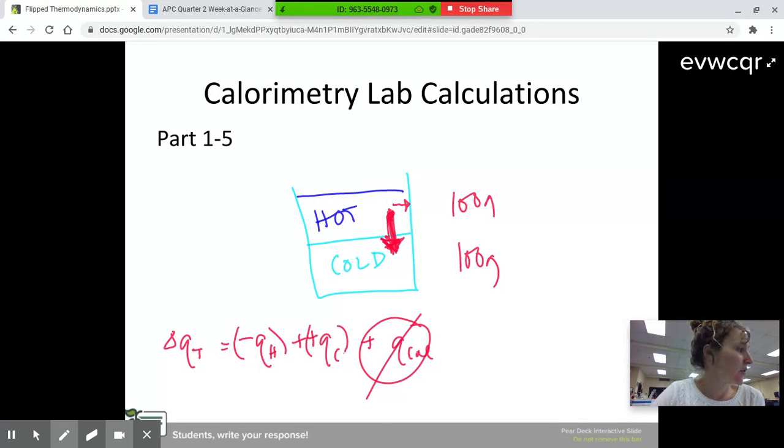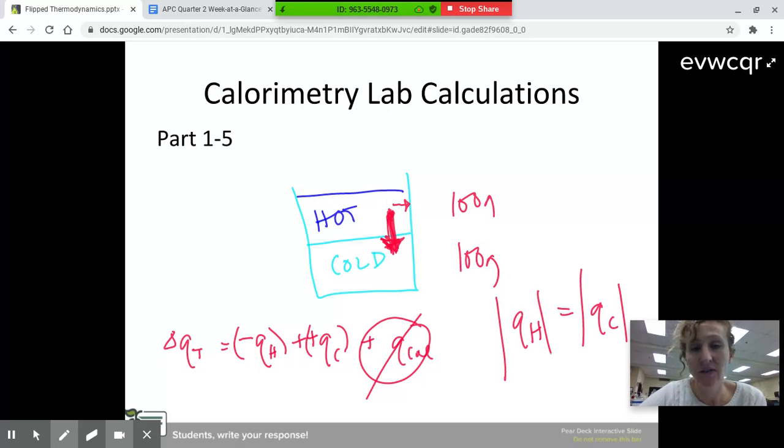Okay, last prediction question. How will Q hot and Q cold be related to each other? If it's a perfect transfer of energy and there's no energy loss to the atmosphere or to the calorimeter, then Q hot should be equal to Q cold in absolute value. They should have the same magnitude, opposite sign. Now they don't in this lab because we have heat loss. But theoretically, in a perfect system, the magnitudes of those two should be the same.